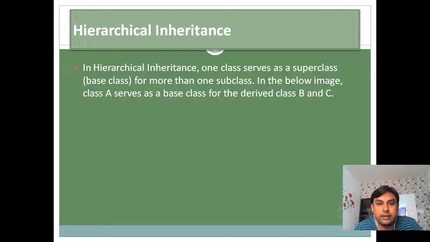Now in hierarchical inheritance, what happens? We have a tree-like structure. It means there is one root node, one superclass, and from this single superclass more than one subclass is derived. We can understand this by the diagram. For example, we have a superclass A, and from class A we derive class B and we also derive class C. So from the single superclass A we have derived two subclasses B and C. Whenever we have a tree-like structure like this, it is called hierarchical inheritance.